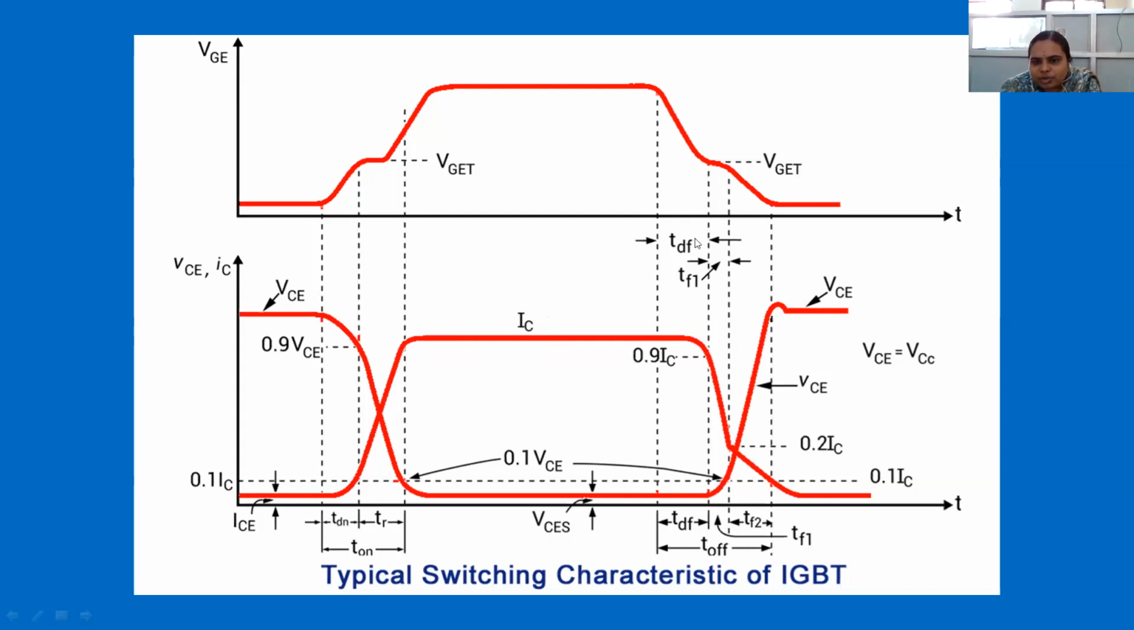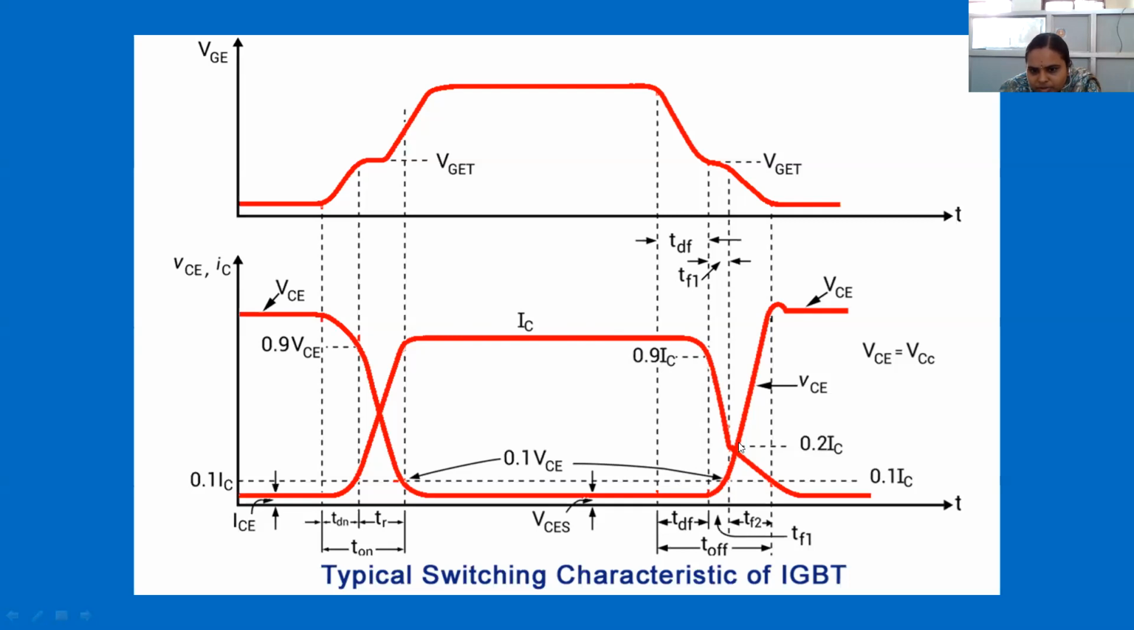Then when it is going to turn off, here you observe, this is what we call the delay in the off position, the turn-off delay time. This is taken when our collector current decreases from the main IC to the value of 0.9 IC. When it reaches 0.9 IC, that is taken as TDF. Then the time taken for the collector current to go from 0.9 to the point 2.